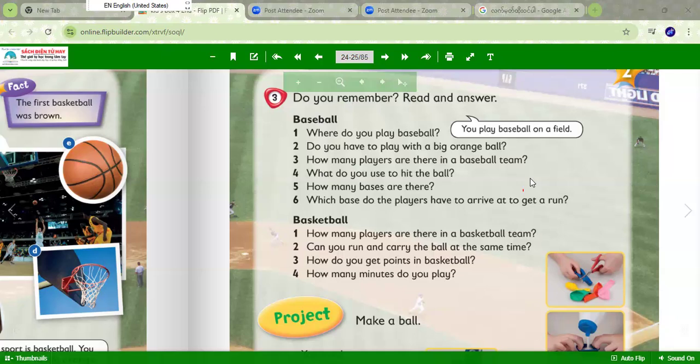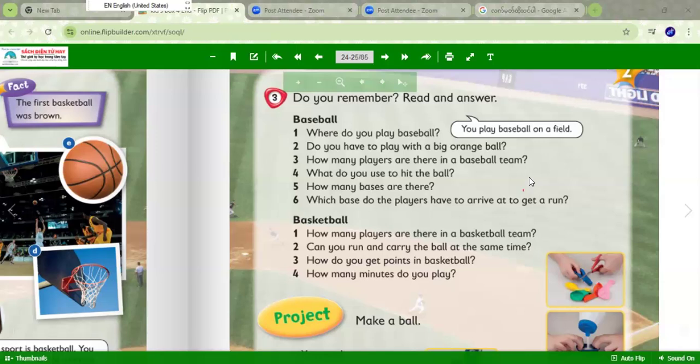So your answer will be no. If you want to say, you can say no, you don't. This is the correct answer. No, you have to play with a small white ball like this. This is your answer. All right. That's perfect. But in normal daily speaking, we just answer no. That's it. But in English learning, you have to answer the whole sentence.